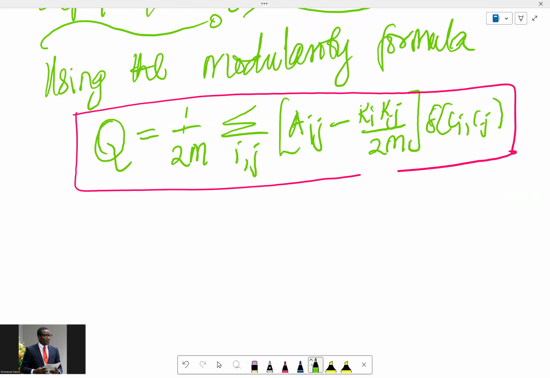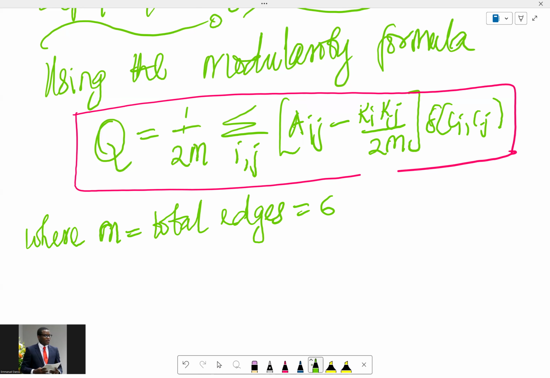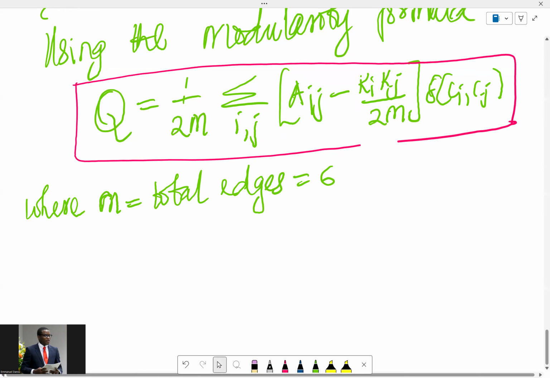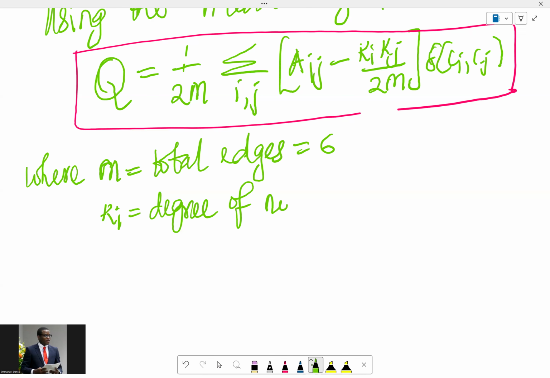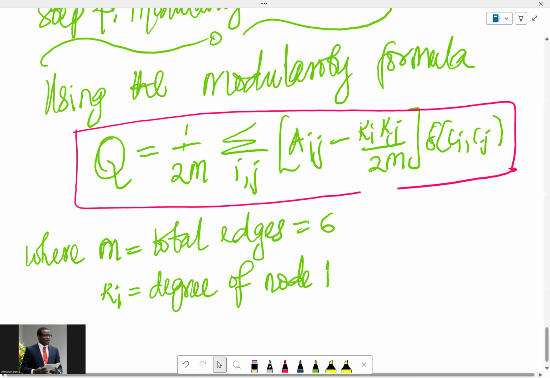Okay, so now where m is total edges, and that is 6 in this case. We have 6 here. Then we have ki. ki is equal to the degree of node i.